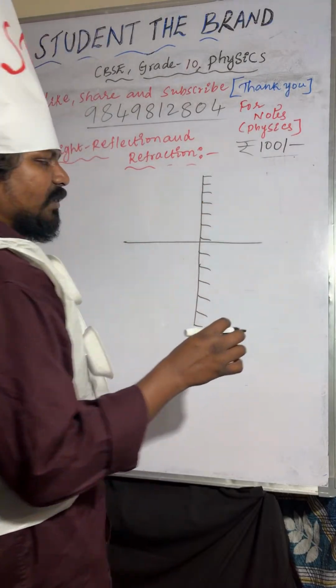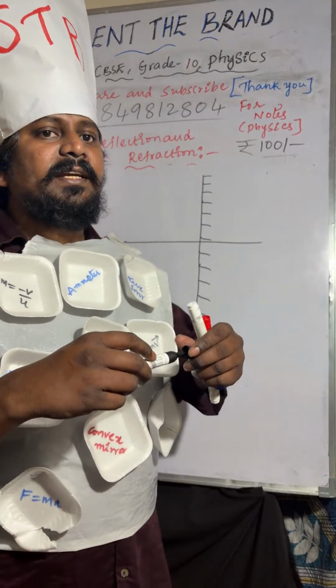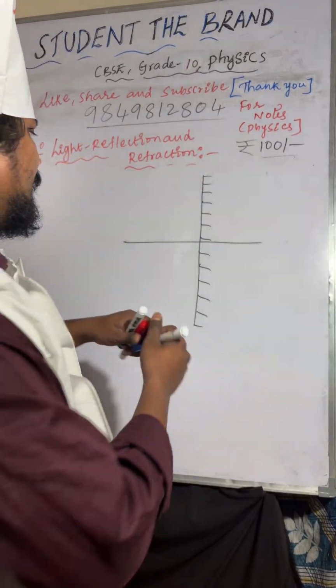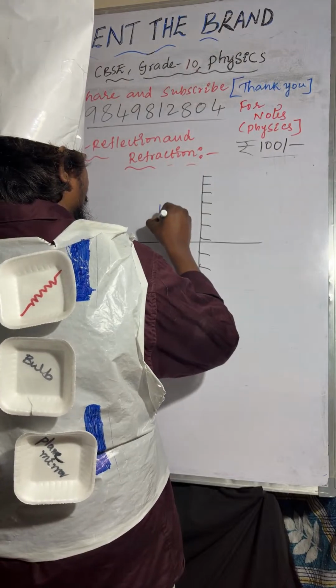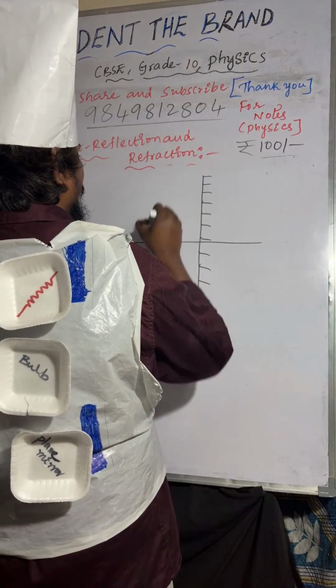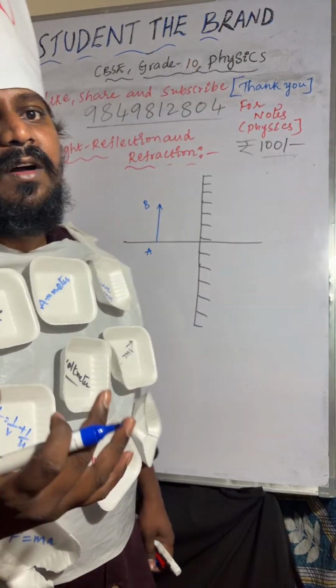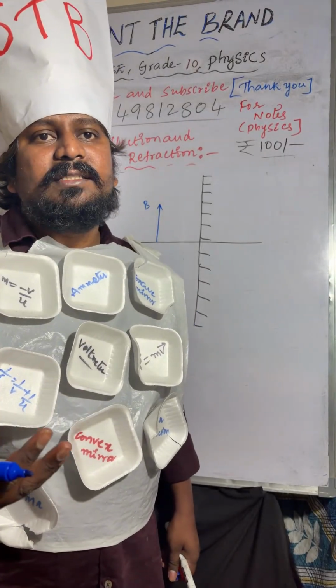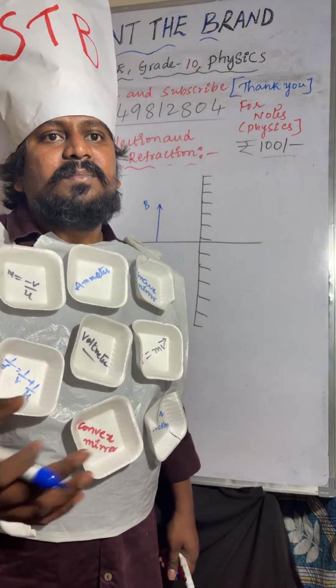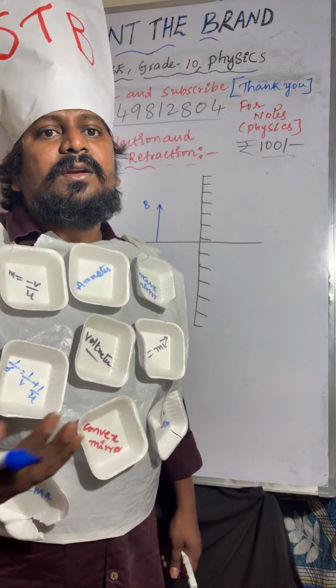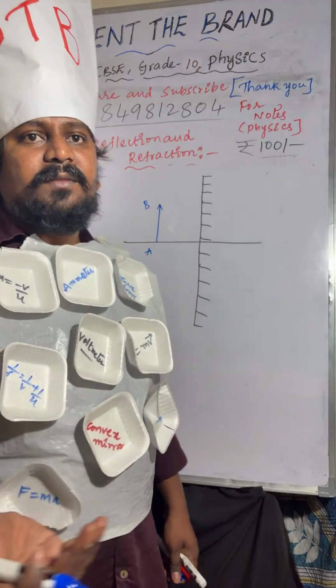So I'm taking the object. The object is here. This is the object, a virtual object, AB. How many light rays are required to form the image of the object? Minimum 2 light rays are required to form the image of the object.